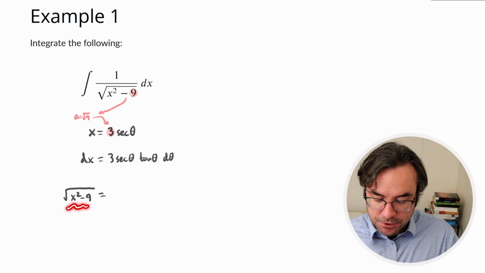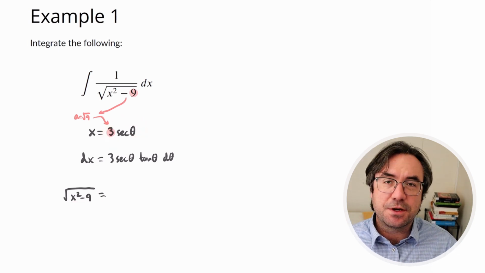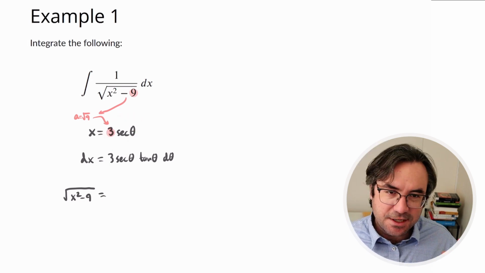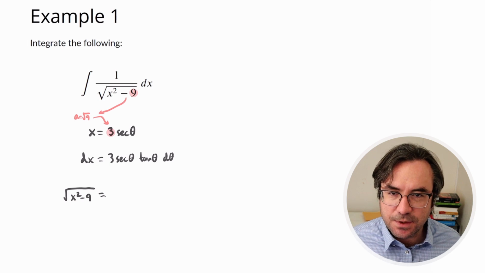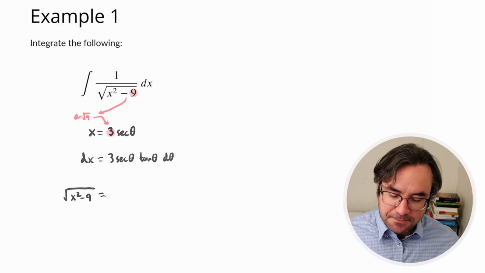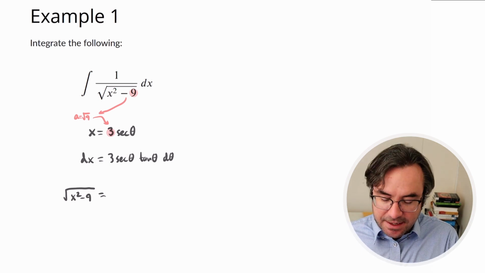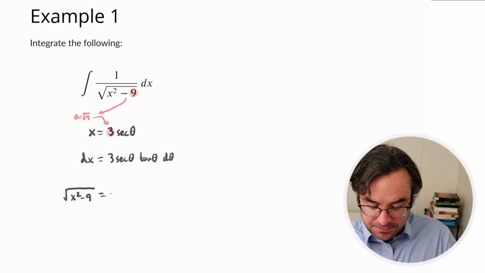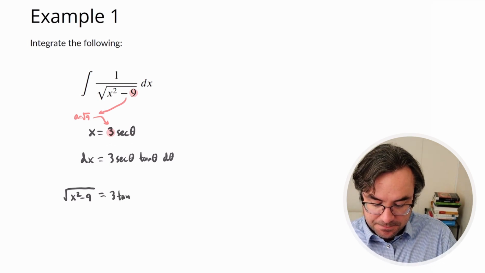And our square root term just becomes the opposite trig function. So we have that trig identity again. Secant squared is equal to 1 plus tangent squared. So secant and tan are kind of like opposite trig functions in a way, based on that identity. So our square root term is going to become the opposite. So it'll be 3 times tangent theta.